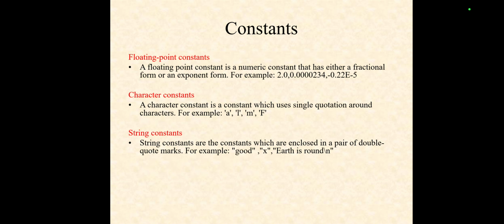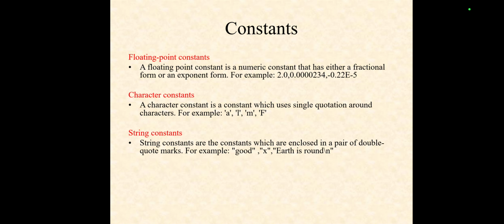Another is the floating point constant. A floating point constant is a numeric constant that has either a fractional form or an exponent form. For example, here we have mentioned some figures such as 2.0, 0.0000234, or e to the power values in this slide.